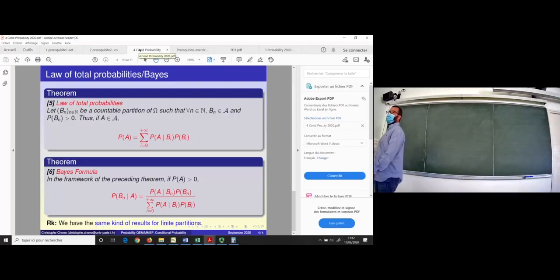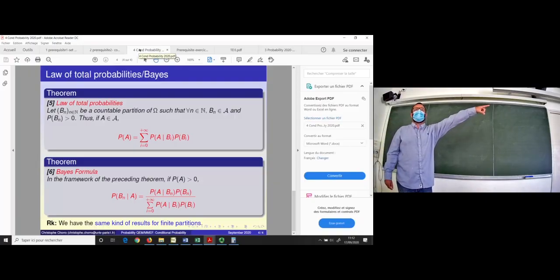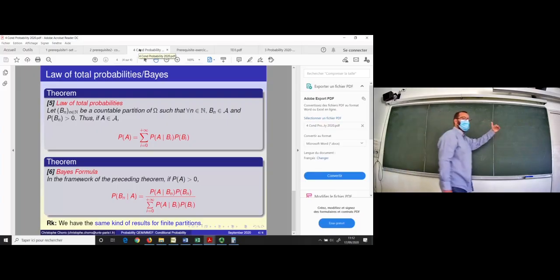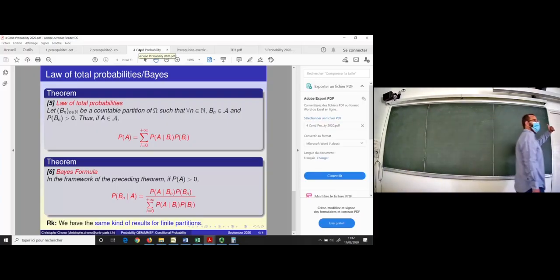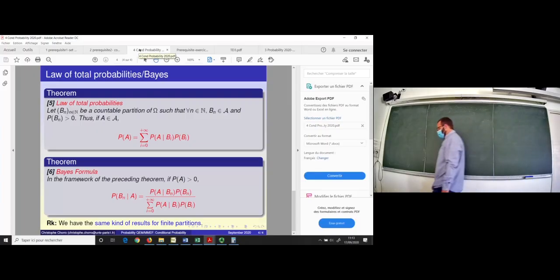I have a countable partition. So first, countable just means that I have a sequence. Something that is countable has elements that may be represented as the elements of a sequence, being indexed by the natural numbers. So what is a partition? What is a partition?